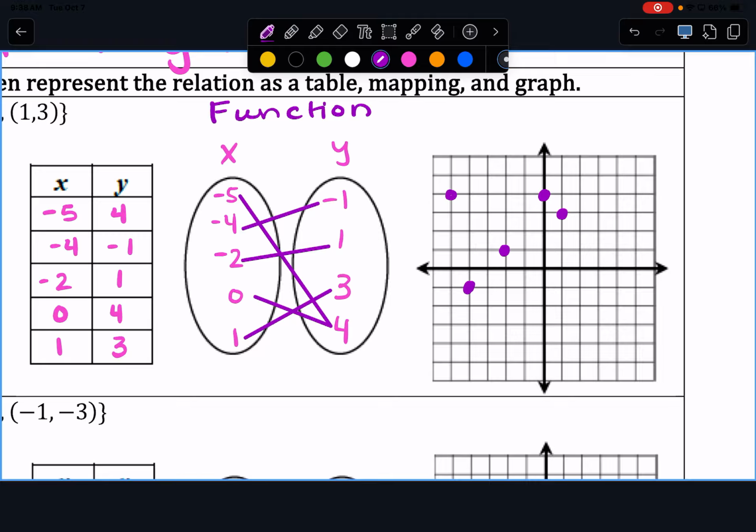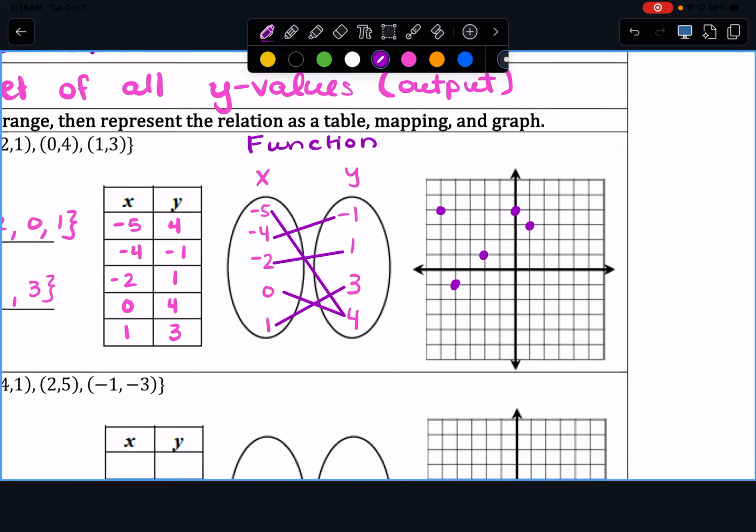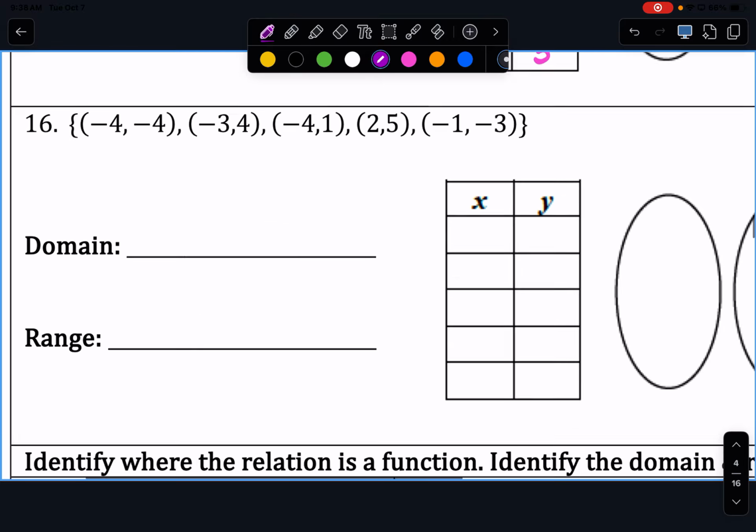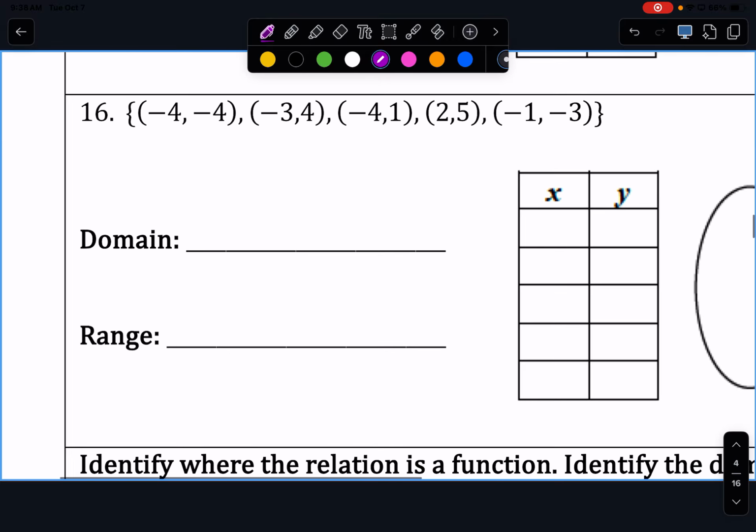Then we are going to look at the next question. All right, for the next question, question 16, we're going to start with writing our domain. We're going to do the set of all x values. What is our domain here? -4, -3, -4. Do I need to write -4 a second time? No. We should have 4 items in our domain.